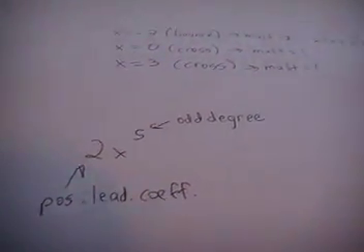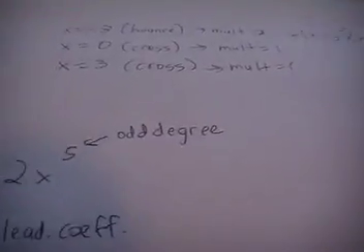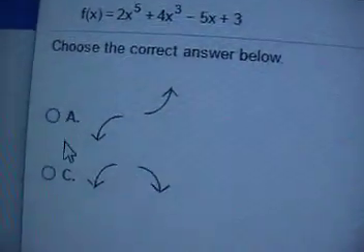And if you get an odd degree, then the end behavior is one of the ones where they're going in opposite directions, A or B. If you get an even degree, they're either both going down or both going up. So since our degree is odd, 5, we have one of each. And then when it's a positive leading coefficient, the answer is going to be A.